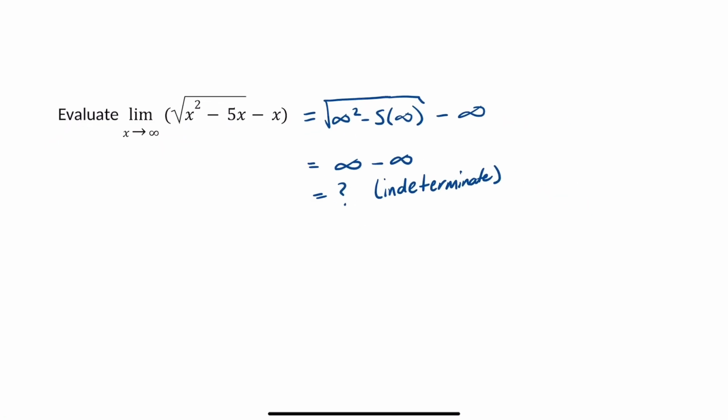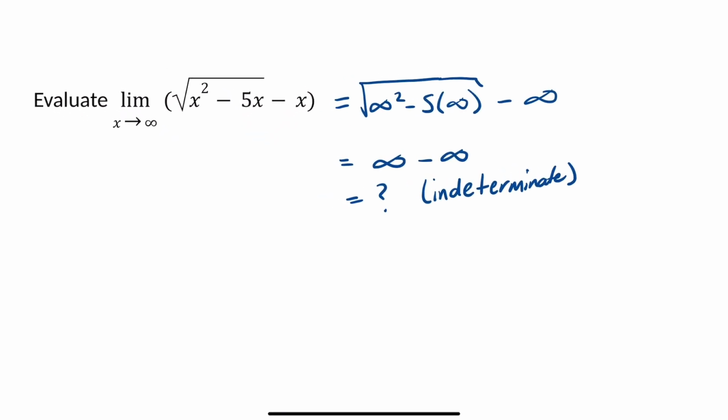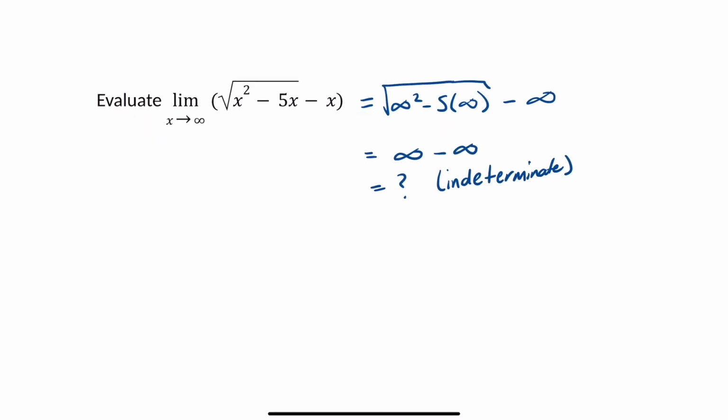And whenever you have an indeterminate form, usually you have to use L'Hopital's rule, where you take the derivative of the top and divide by the derivative of the bottom. However, in this case, we don't really have a fraction in this original function. And even if you were to try to convert this into a fractional form, it might become even messier. So another way you could go about doing this is by multiplying by the conjugate. So we can try to do that here.